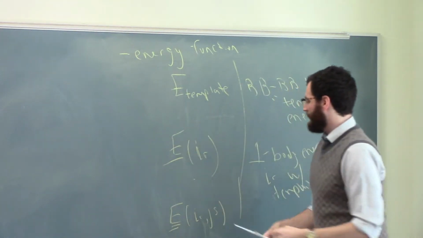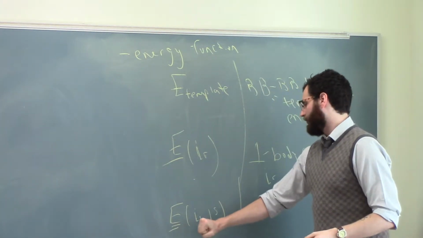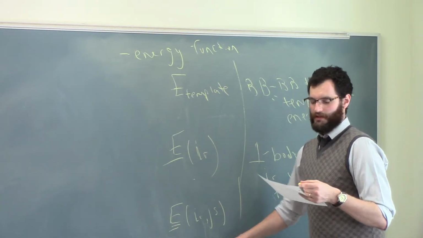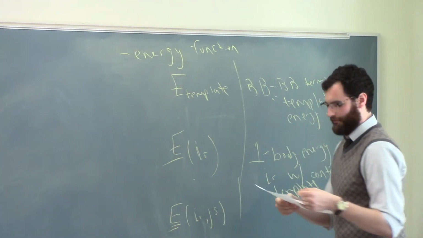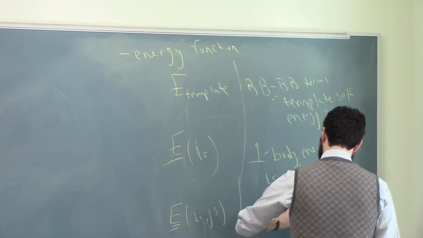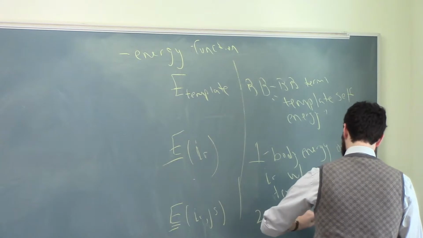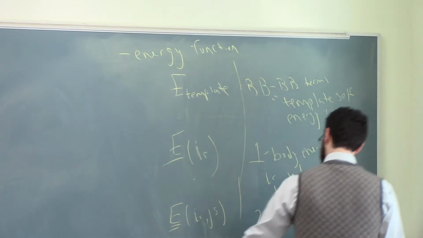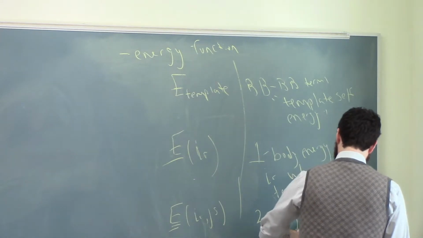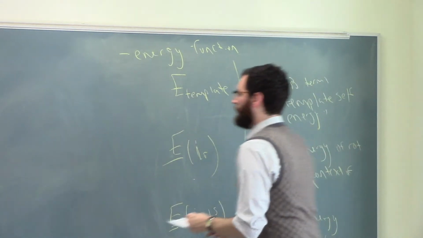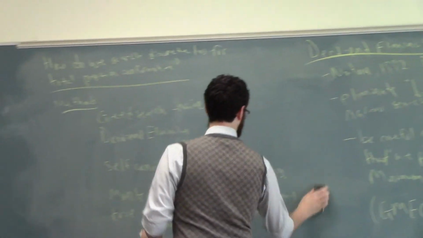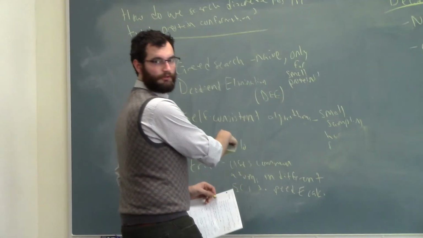And then there's this two-body term of rotamer ir with rotamer js. Okay, so that's how any two rotamers are interacting with each other. So that's the two-body energy of ir with js. Okay. Everyone's agreed, right?